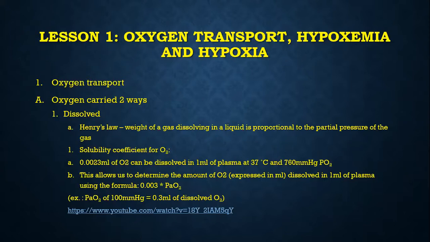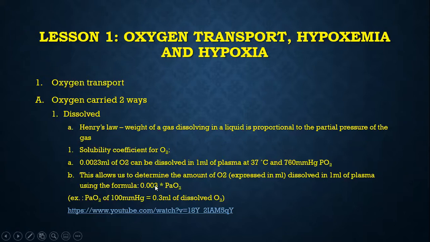So for every 0.0023 mLs of oxygen can be dissolved in 1 mL of plasma at 37 degrees Celsius and a regular barometric pressure of 760 millimeters of mercury. This allows us to determine how much oxygen is actually dissolved in mLs. Here is the formula. The formula is: PaO2 of 100 millimeters of mercury equals 0.3 mLs of dissolved oxygen. So here's the formula right here. This is the formula.